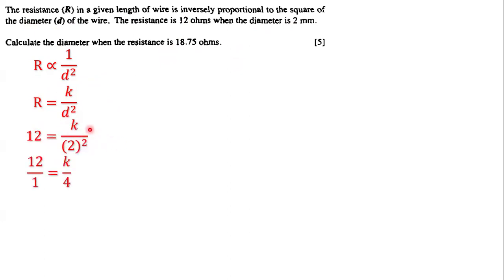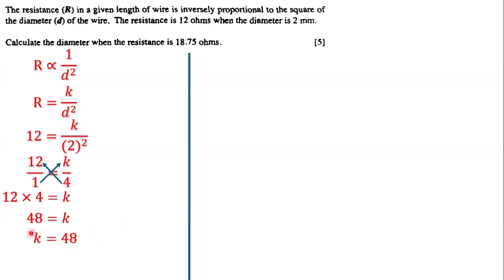Now, what is 2 squared? Well, 2 squared is equal to 4. So we have K over 4. We write 12 as a fraction, so we put 12 over 1. So we have 12 over 1 is equal to K over 4. We cross multiply. So we have 1 times K, which is simply K, and we have 4 times 12. And 12 times 4 is equal to 48. So we have that K is equal to 48.